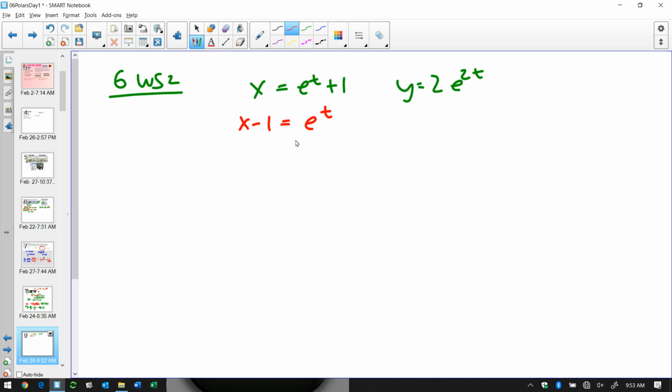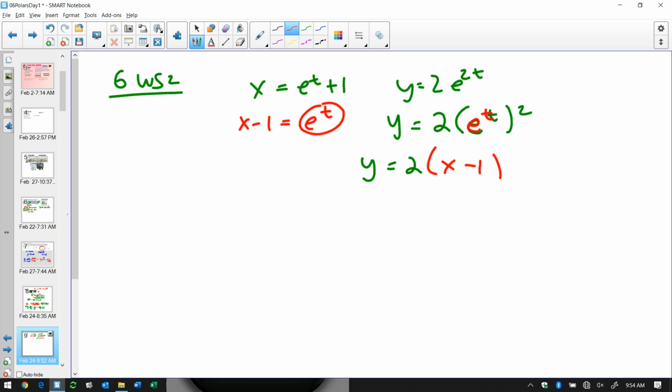Okay, guys, all I need to do is, if I know this is e^t, all I need to do is see that this has an e^t in it, right? Isn't this really just y equals 2 times (e^t) squared, right? Well, if there's an e^t here and there's an e^t here, isn't this really just equal to y equals 2 times, what's my e^t? (x minus 1) quantity squared, and that's it. That's it. Okay? Some of you guys might have done other things. This is the easiest way to do it.